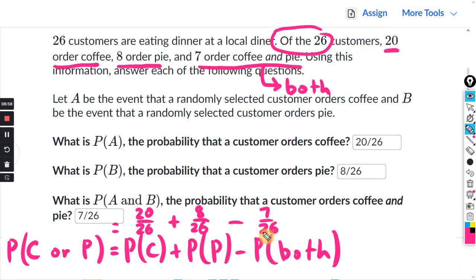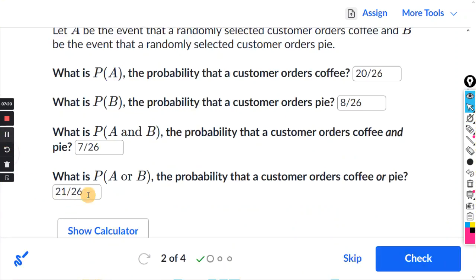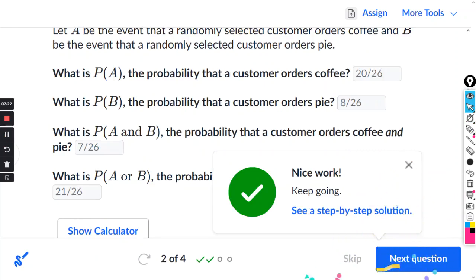All right, so make sure you use the formula. 20 plus 8 is 28, minus 7 is 21. And the common denominator is 26. Remember, to add or subtract fractions, you need a common denominator. So that's it, 21 out of 26 for the OR part. 21/26.